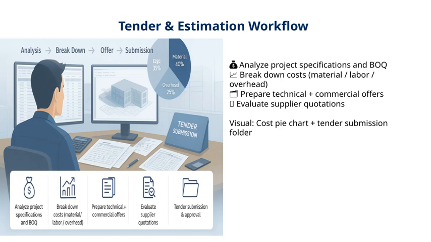Then, we move on to preparing both technical and commercial offers. The technical part highlights how we plan to execute the project, while the commercial offer covers the pricing. After that, we evaluate supplier quotations to ensure we're selecting the best value and quality. As you can see in the visual, we include a cost pie chart to illustrate the breakdown of expenses and a tender submission folder, which is our organized package for submission.